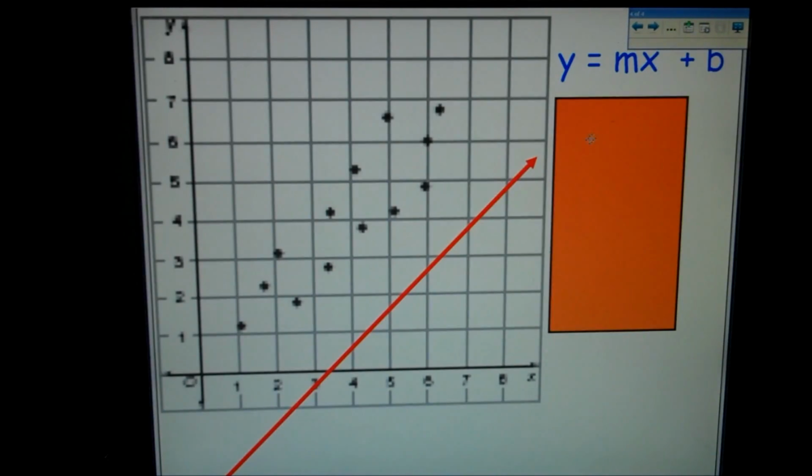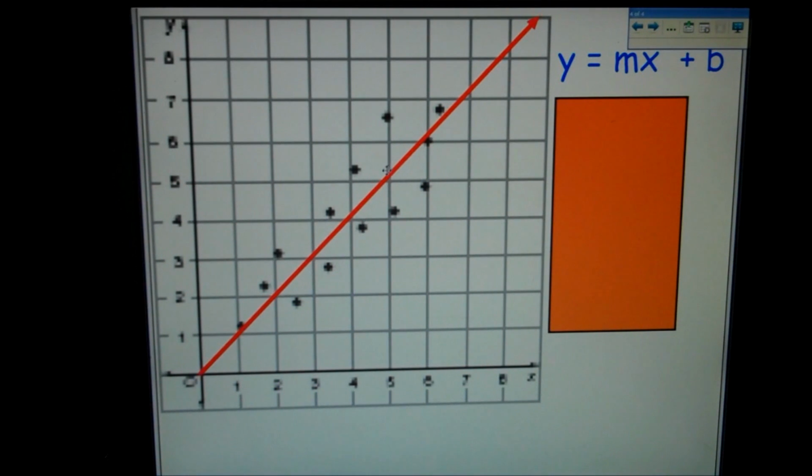All right, last one. I'm just going to run through it. This one doesn't have the line. Okay? So you've got to draw the line. Okay, that looks like it splits the data pretty evenly. Now you've got to find the equation of that line. You have to find m, you have to find b. Which one should you start with, m or b? You should start with b.